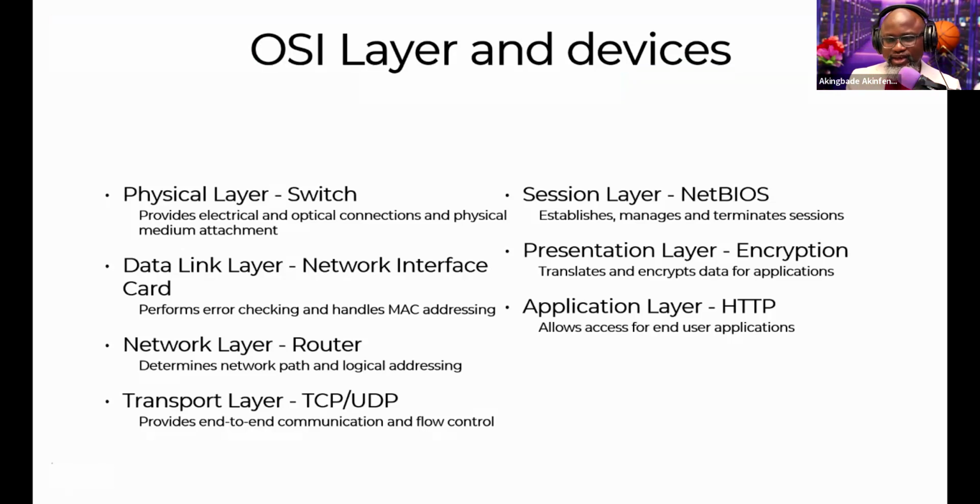Presentation layer gets into encryption, session layer, NetBIOS, transport, TCP, which is just the communication between transport. Within the network itself, there's the network layer for routers, your data link layer for your network card, then the physical layer for your switches. Now, don't stress about this one, but just for personal knowledge, you can understand that there's something called the OSI layer. There are certifications around this. We'll get into that later.